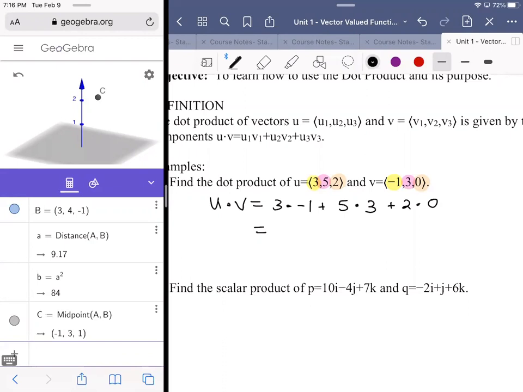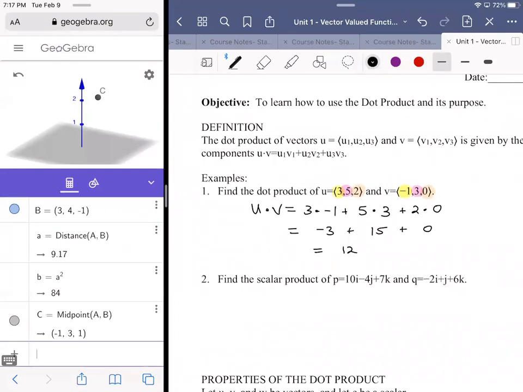So 3 times -1, -3. 5 times 3 is 15. 2 times 0 is 0. The result would give you a 12. Right? Again, that doesn't tell you the whole story. You got a value of 12 as the dot product, but in the sense of, okay, what on earth did that give us? That's a whole other story, which we'll get to.